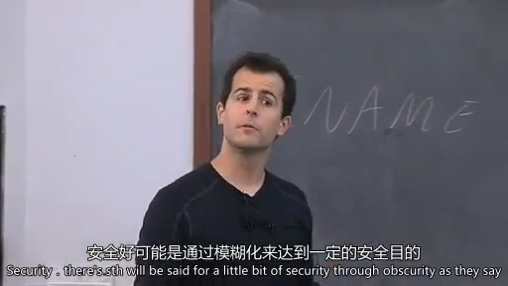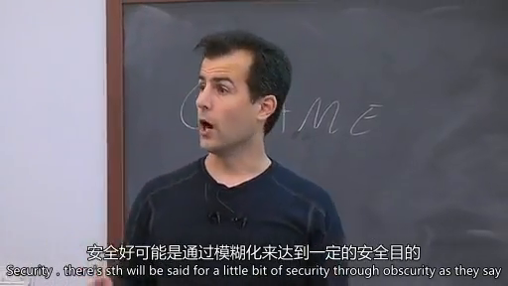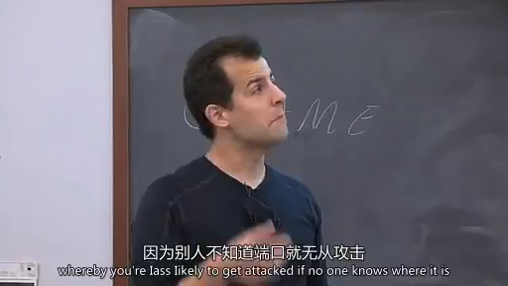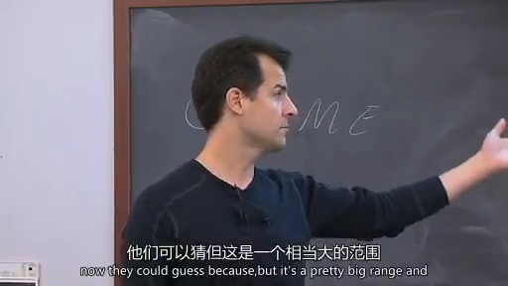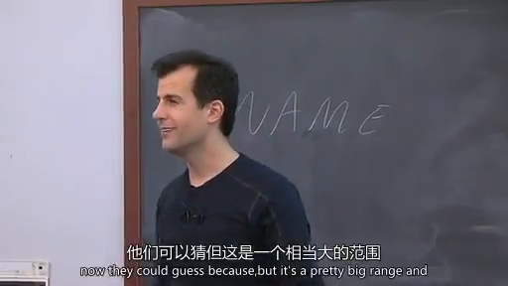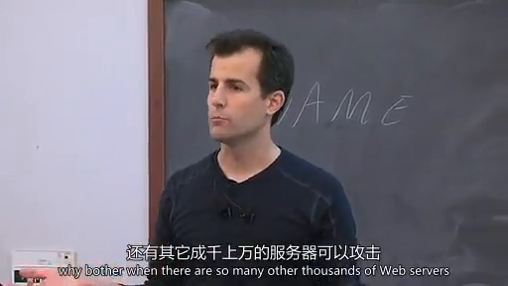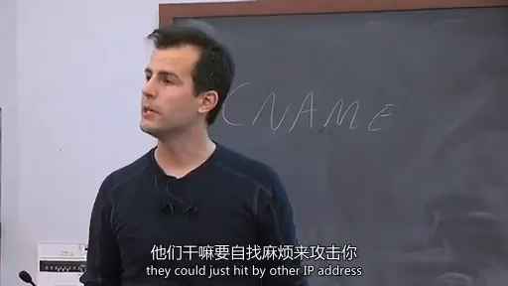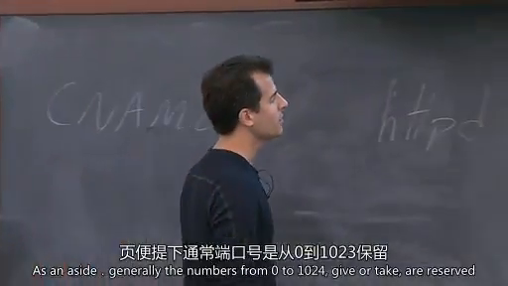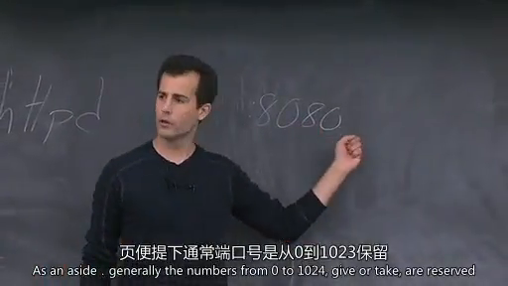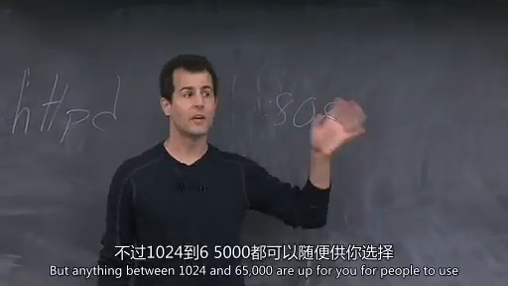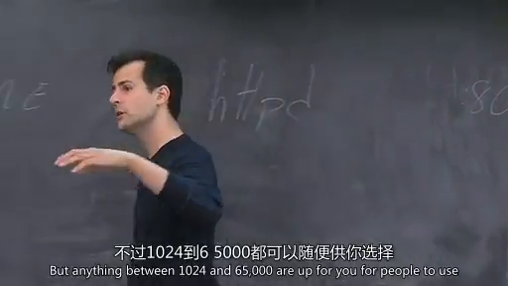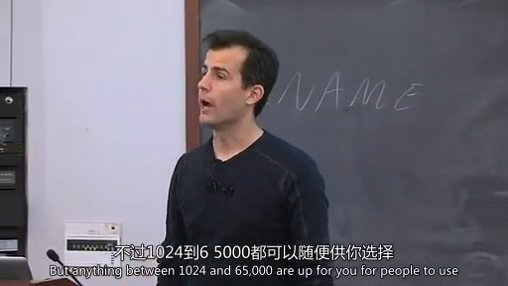Security. There's something to be said for a little bit of security through obscurity, as they say, whereby you're less likely to get hacked if no one knows where it is. Now, they could guess, but it's a pretty big range, and why bother when there are so many other thousands of web servers they could just hit via their IP address? As an aside, generally the numbers from 0 to 1024, give or take, are reserved, so you really should not use those, but anything between 1024 and 65,000 are up for grabs for people to use.